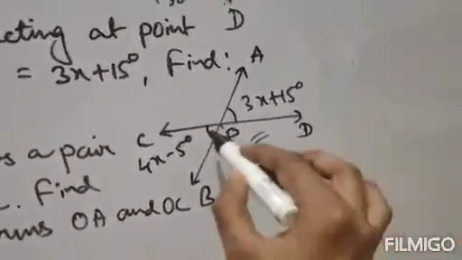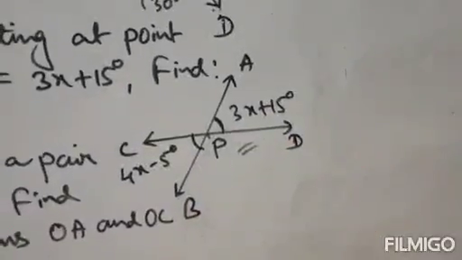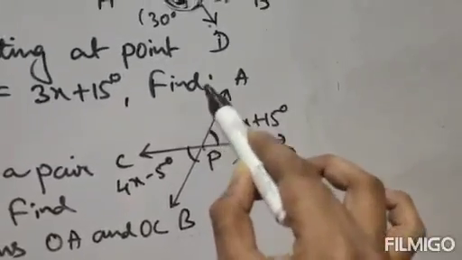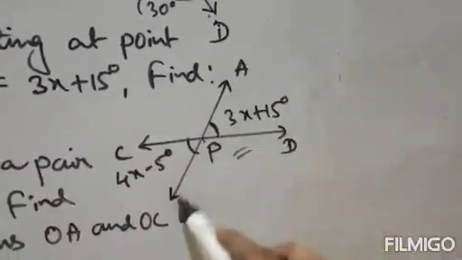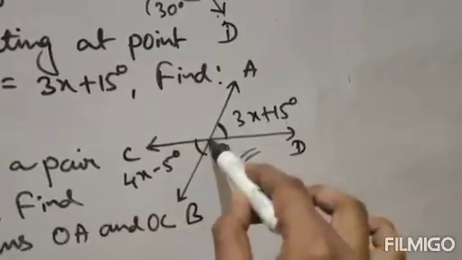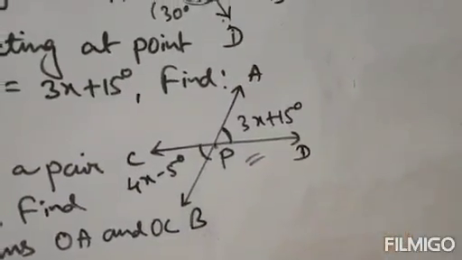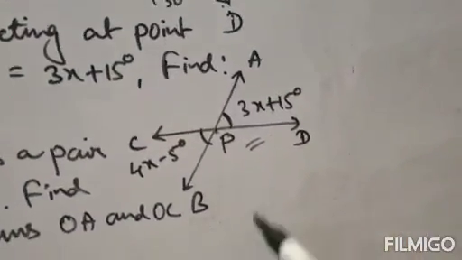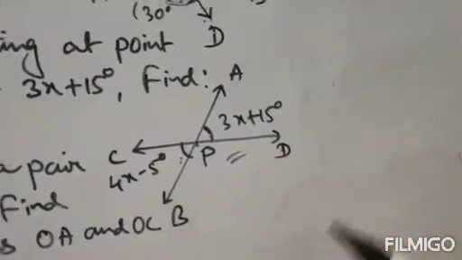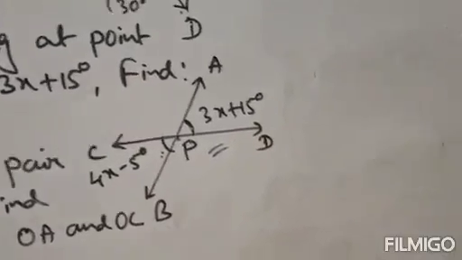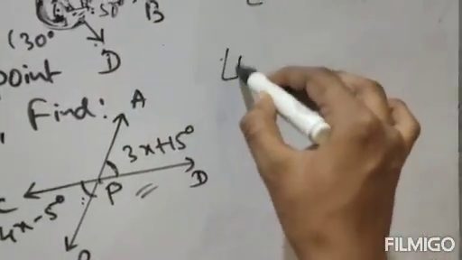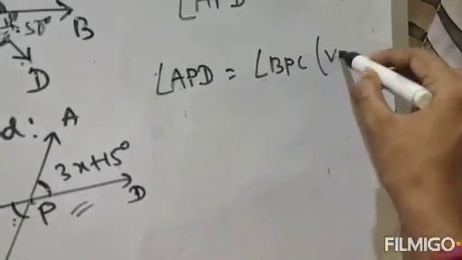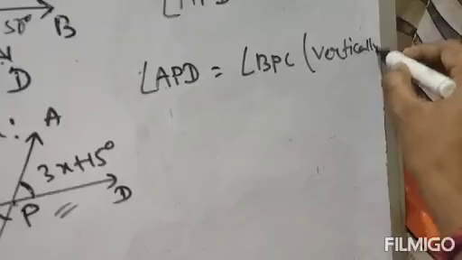Now see, these two angles are vertically opposite angles. Clearly you can see that these are two straight lines intersecting at point P. Property 1 states that when two straight lines intersect at a common point, the vertically opposite angles are equal. So according to property 1, these two angles are equal. We can write from property 1 that angle APD will be equal to angle BPC, because they are vertically opposite angles.